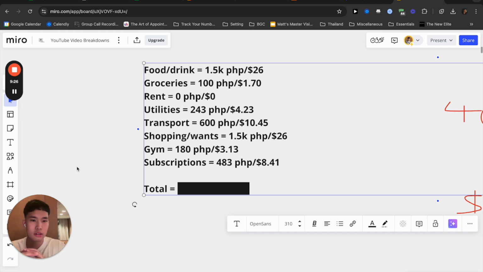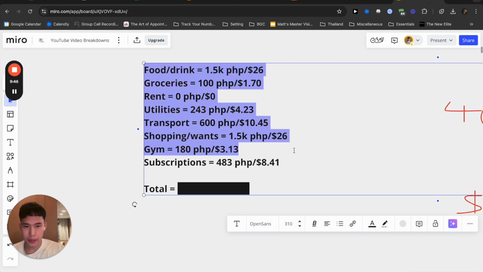If you don't run a business or do anything of that manner, then I imagine you're probably not gonna spend as much on subscriptions. But if I had to take everything in this category, add it together and divide it by 30, this is what we're doing on subscriptions, around $8.41 or 483 pesos.